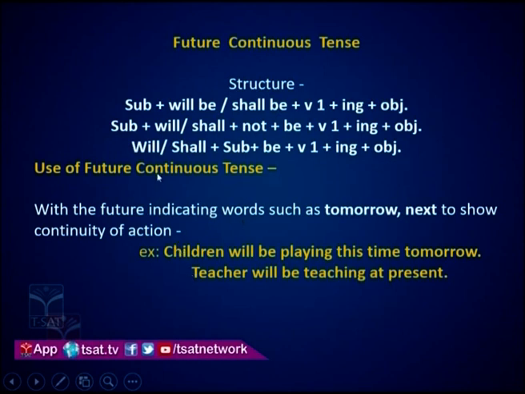Now, when do we use future continuous tense? We use it with words such as tomorrow, next, to show continuity of action. For example, children will be playing this time tomorrow. Now here tomorrow is there. This talks about future. Will be playing. The modal verb we use in future tense is will. Be playing, be form of the word plus V1 plus ing. Children will be playing this time tomorrow. So this sentence is in future continuous tense.